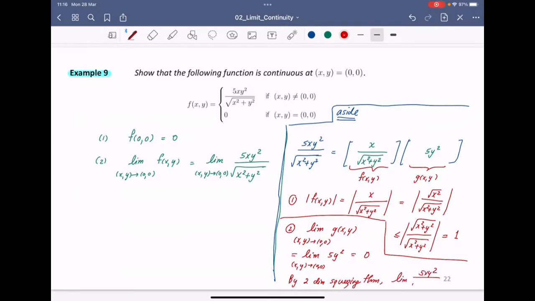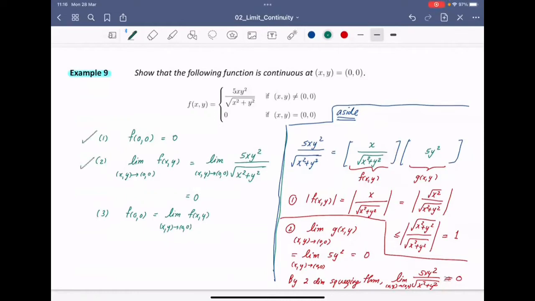5xy squared over square root x squared plus y squared. This is indeed 0. Okay, sounds good. So which means here this is actually 0. Well, yeah, so number 1 and number 2, they are the same thing. So which means step number 3, f(0,0) is actually equal to the limit of f(x,y) where (x,y) goes to (0,0).